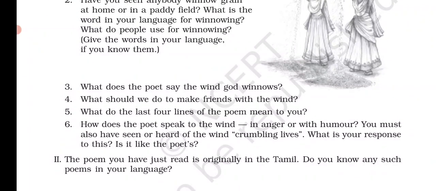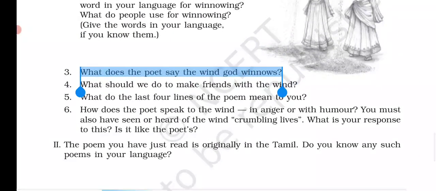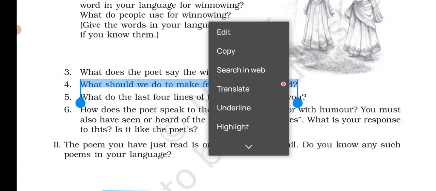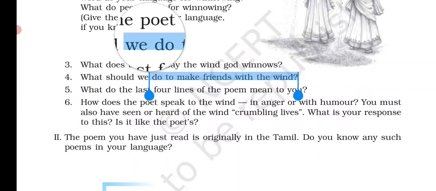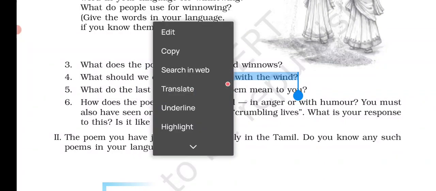And I think the third question is, what does the poet say the wind god does? Understand? Now, what should we do to make friends with the wind? How can you make friends with the wind? Obviously, when you prepare yourself, when you face the strong, violent blow of the wind. Understand? So what do the last four lines of the poem mean to you? The last four lines have a very important message, that one should be very strong, right? And you must face all the hardships of life. That's how you can make yourself strong.